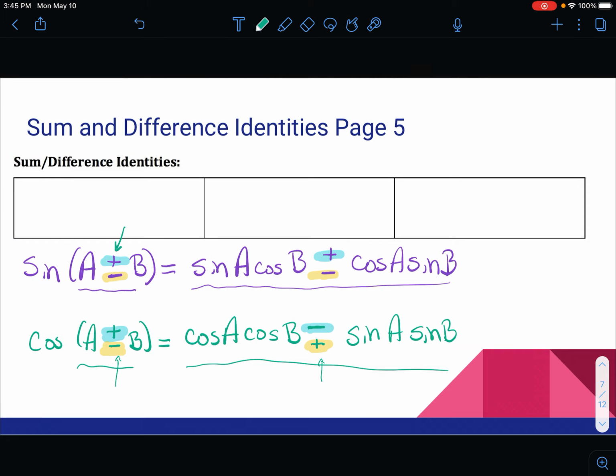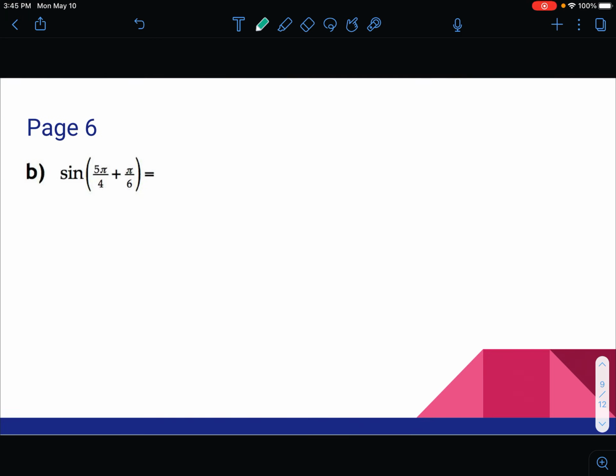That's this top one, a sum of terms. We're going to use this plus sign in this identity. So again, we have A and B. It doesn't matter which is which, they're just two terms being added together. So we use the first one as A, the second one as B. From here, we'll say sine of A times the cosine of B plus, that's the identity because we started with a plus here, a sum of terms, cosine of A, which is 5/4 pi, sine of B, which is pi over 6.